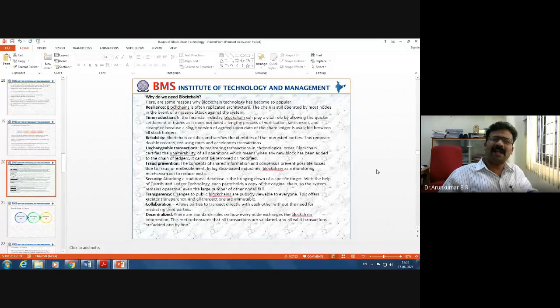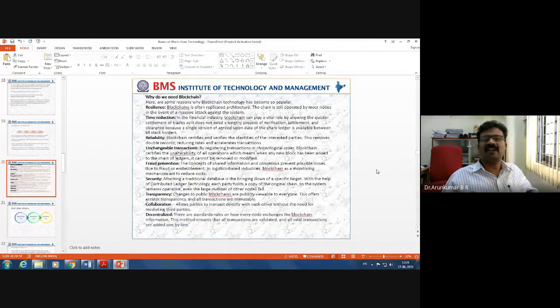Resilience, for example. Blockchain is often a replicated architecture. The chain is still operated by most nodes in the event of a massive attack against the system. Resilience, because the chain is redundant. See, the chain is redundant, often a replicated architecture.